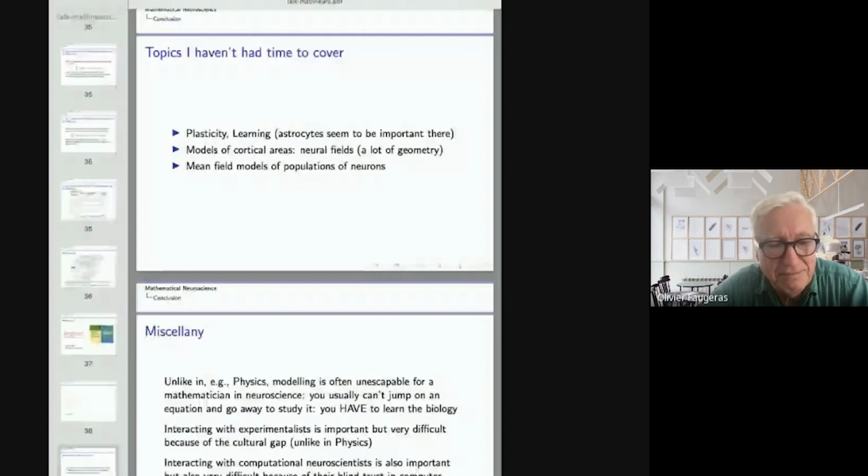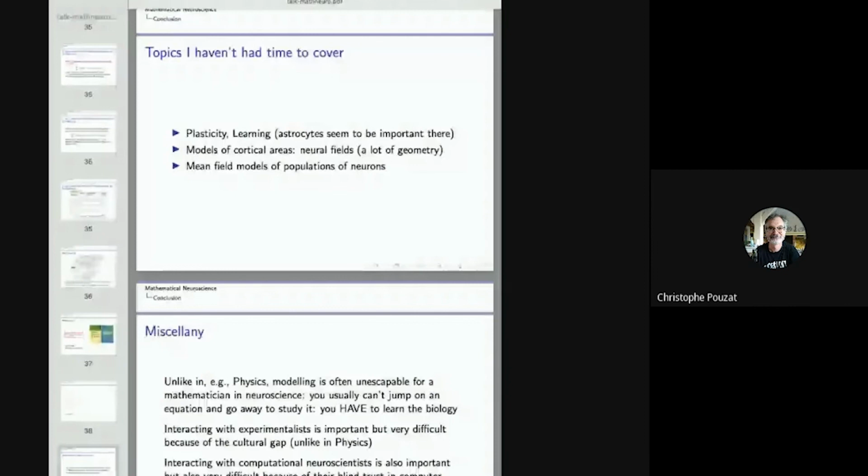There seem to be, of course, the time constants are very slow. The glial cells are very slow, but apparently they might play a role in long-term memory processes, as I think you mentioned. And these are processes that are poorly understood, as far as I know. What do you think? Right. Yes, I agree.